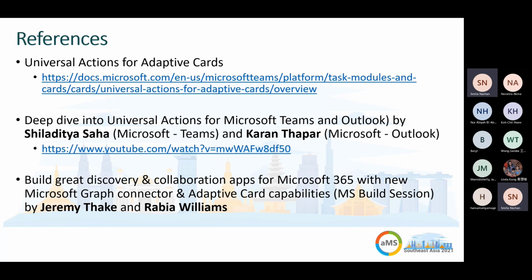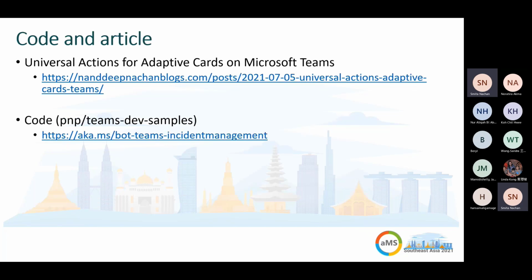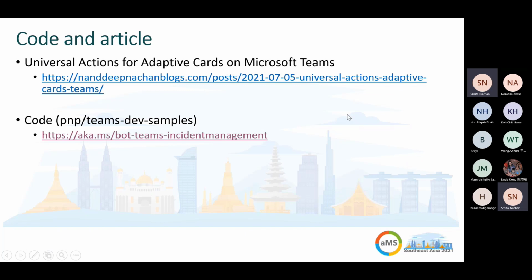And if you specifically want to see this code that we wrote and explore it more, it is available under the PnP repository, under Teams dev samples. This is a direct URL to it. If you go directly to aka.ms/bot-teams-incident management, you should be able to see that code. Let me click that in a while. And if you want to see how we developed this code, we have a detailed explanation of the code as well as the deployment part in this article.